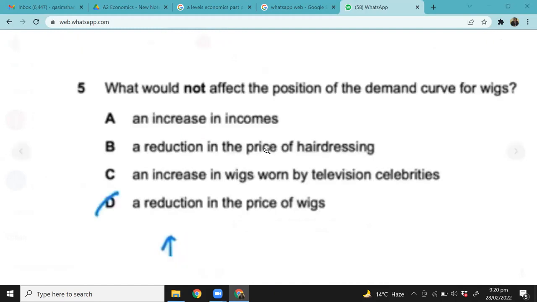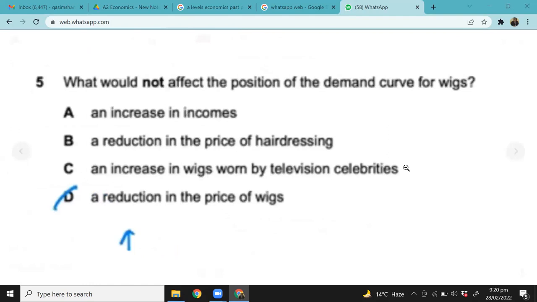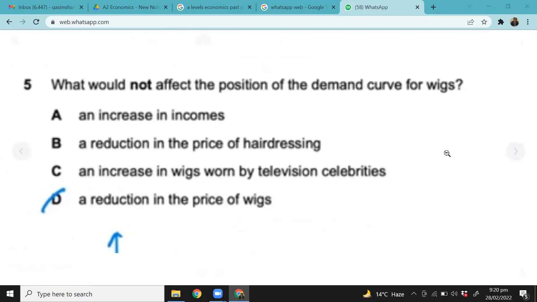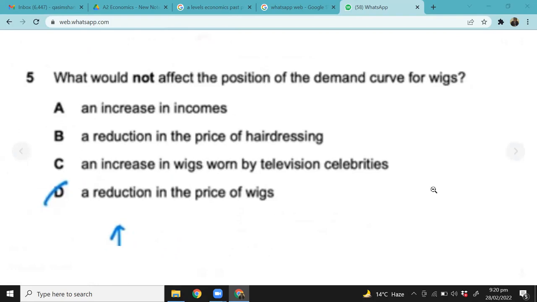What would not affect the position of the demand curve for wigs? Wigs, the wigs that people put on their head, right? What would not affect the position of the demand curve for wigs? So what should be the answer? Okay, that's interesting. Khizr, look at it one more time. So what should be the answer? I'm just waiting for Khadija to answer and then I'll tell you what the correct answer is.